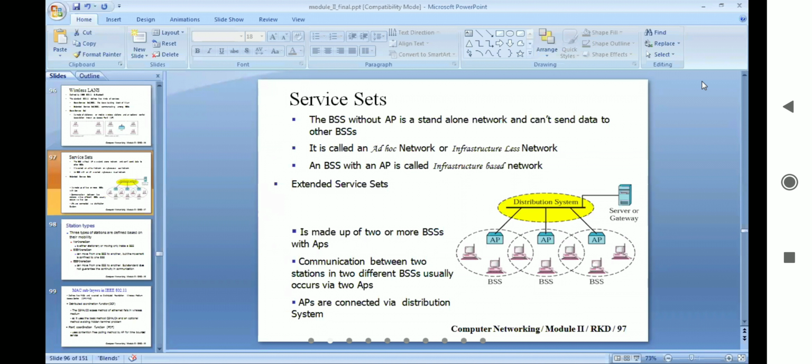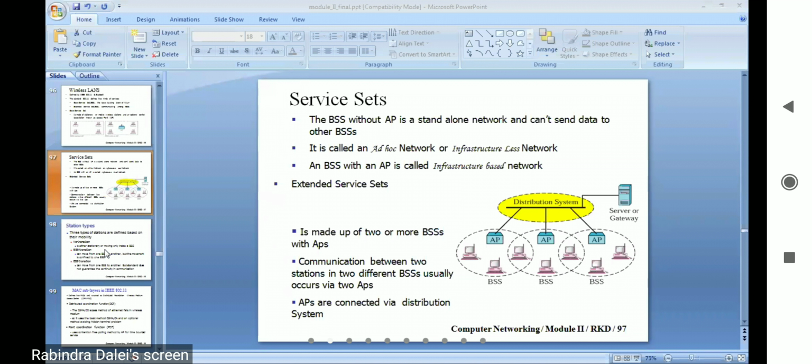So these are some basic differences. You may get a short question: what is the difference between BSS and ESS? What is an infrastructure-less wireless LAN, and an infrastructure-based wireless LAN? Give some examples. This type of short question you may be asked in the end-term exam.